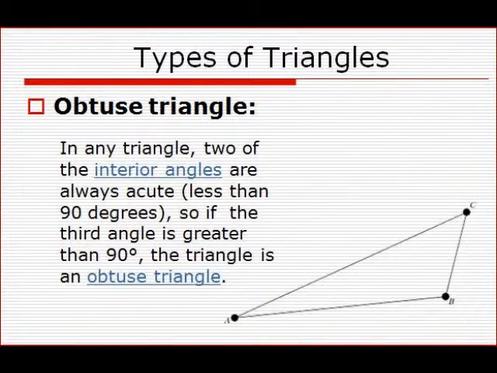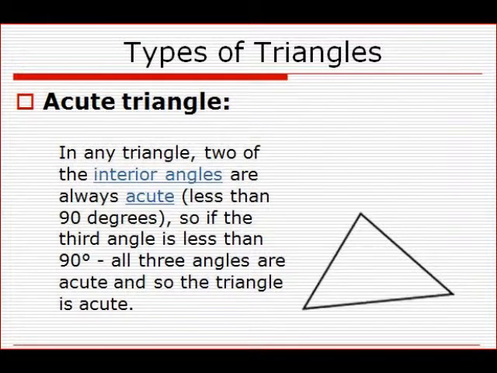Obtuse. In any triangle, two of the interior angles are always acute, less than 90 degrees. So if the third angle is greater than 90 degrees, the triangle is an obtuse triangle. Acute. In any triangle, two of the interior angles are always acute, less than 90 degrees. So if the third angle is less than 90 degrees, all three angles are acute, and so the triangle is an acute triangle.